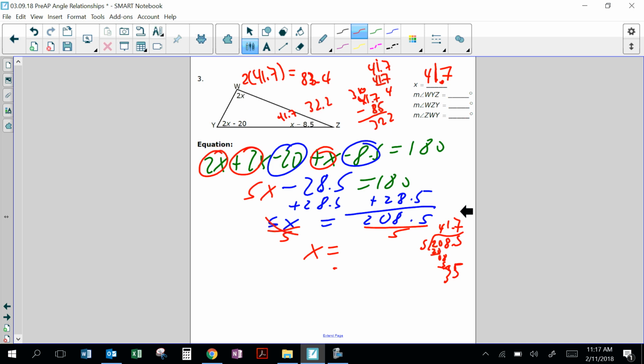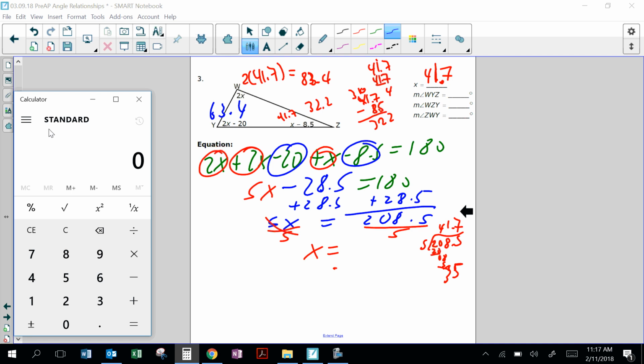32.2. And last but not least, 2 groups of 41.7, which is 83.4, minus 20. So 83.4 minus 20 will be 63.4. And I'm going to do a little cheat right here. I want to see if they all add up to 180. 83.4 is angle W. Angle Z was 32.2. And then angle Y is 63.4.